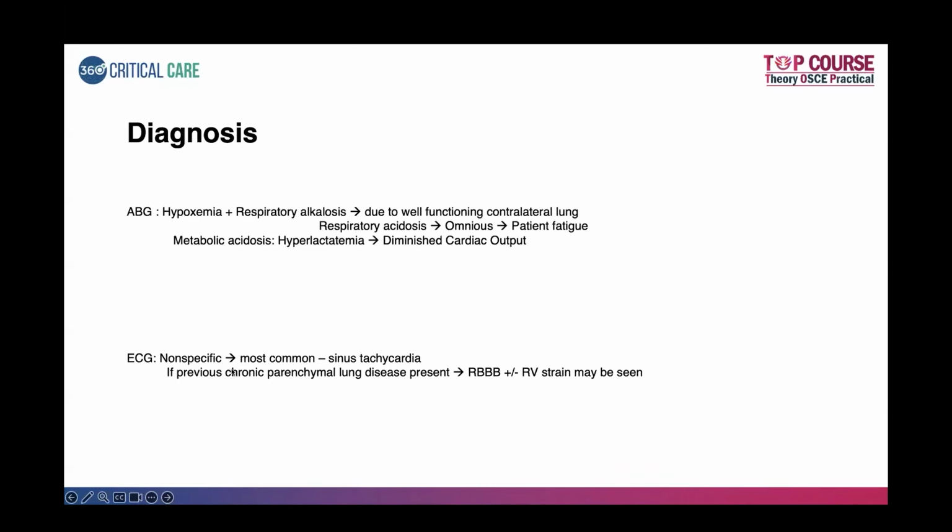So ECG is usually non-specific. The most common finding is sinus tachycardia. If the patient has a previous chronic parenchymal lung disease, then usually right bundle branch block with RV strain may be seen.